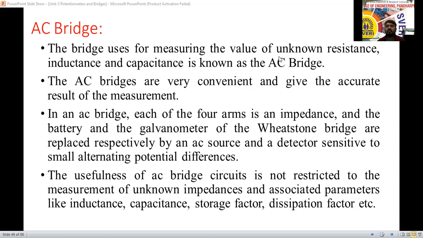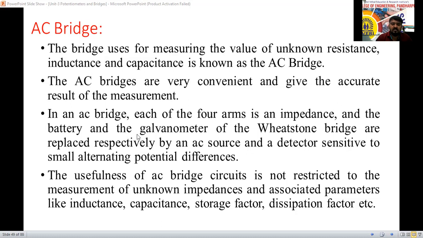The bridge which is going to measure the unknown resistance is called a DC bridge. But for the AC bridges, we are going to measure unknown resistance, inductance, and capacitance. So the AC bridges are very convenient and give accurate results of the measurement. Accuracy is the main advantage of the bridge circuit we are going to use here.